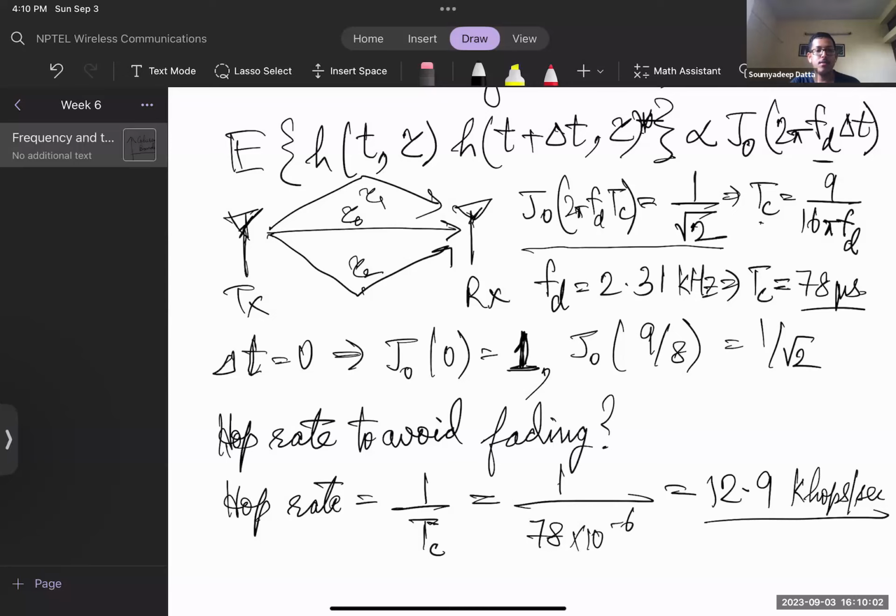Sir, it is kilo hops per second, no? Yeah. I hope I got the calculation. I hope the concept is clear that after TC seconds, you have to hop frequency. So you have to find another frequency band, and essentially switch frequencies at this rate. This is specifically for the legacy GSM system.